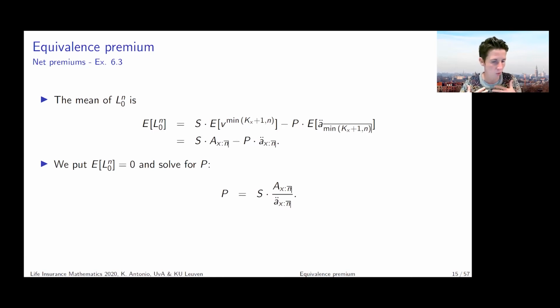In this case, it's a level premium because it stays constant, and the premium is payable throughout the whole term of the insurance contract. So the first premium is paid at time 0, the next one at time 1, and so on and so forth, and the last premium would be payable at time n-1.